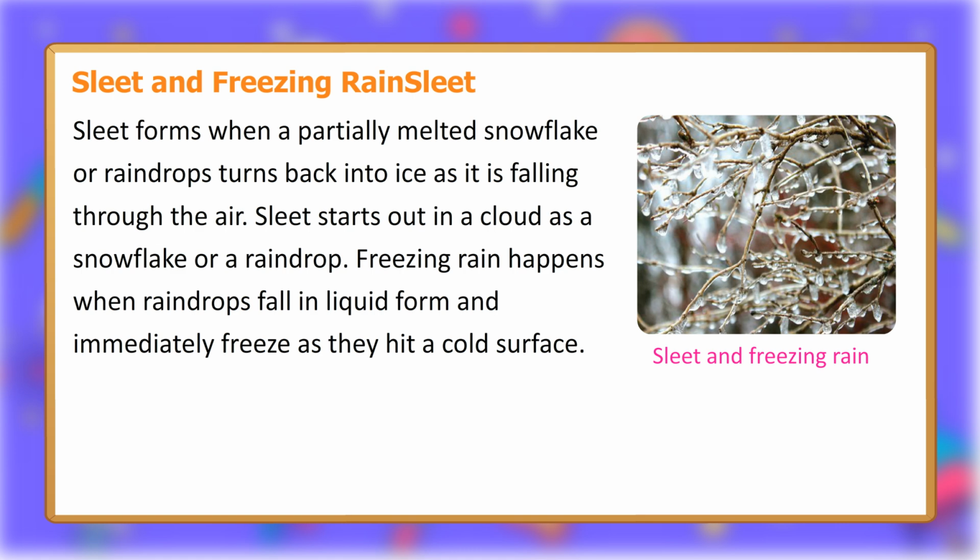Sleet forms when a partially melted snowflake or raindrop turns back into ice as it is falling through the air. Sleet starts out in a cloud as a snowflake or a raindrop. Freezing rain happens when raindrops fall in liquid form and immediately freeze as they hit a cold surface.